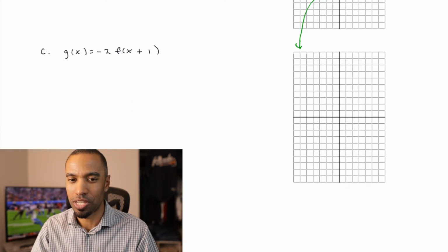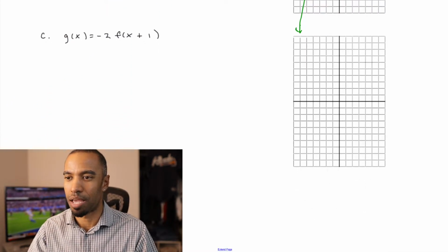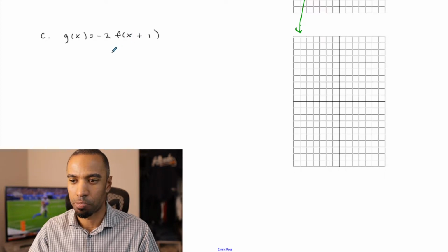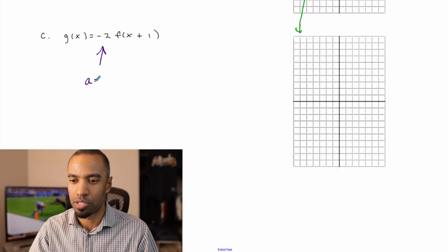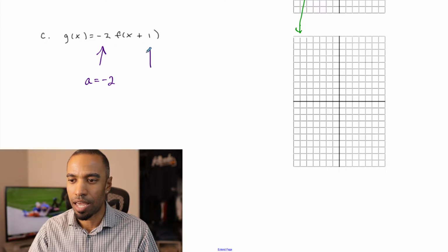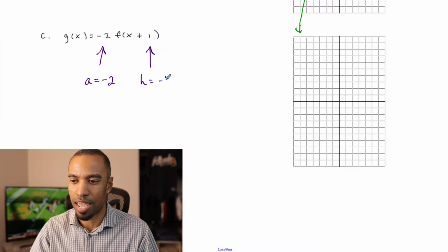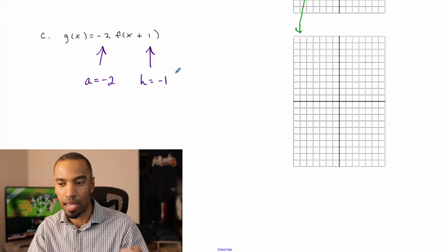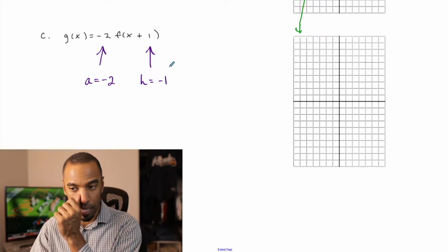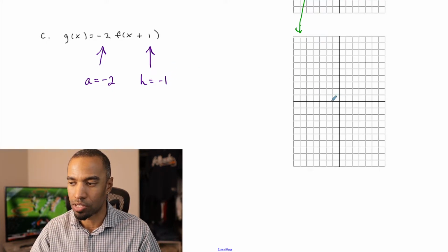And finally, part C, g of x equals -2 times f of x plus 1. That a value is -2. The x plus 1 means that's an h value of -1. Remember, subtracting the negative there. So h of -1 means we'll take our center and translate it here, 1 unit left, and that's where we go.